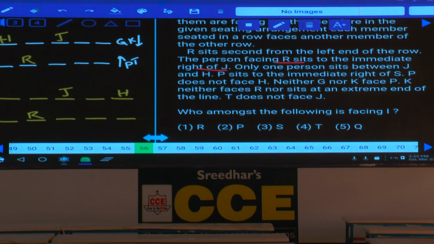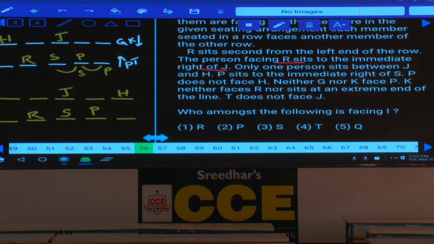Then P sits to the immediate right of S. Now P is to the immediate right of S, and in each of these we have two possibilities. P and S can be like this, or like this. As two possibilities are there, as of now we cannot represent, and P does not face H. P is to the immediate right of S, P is here and S is here. Now in both the cases, what happens here? Then this P is not facing H.